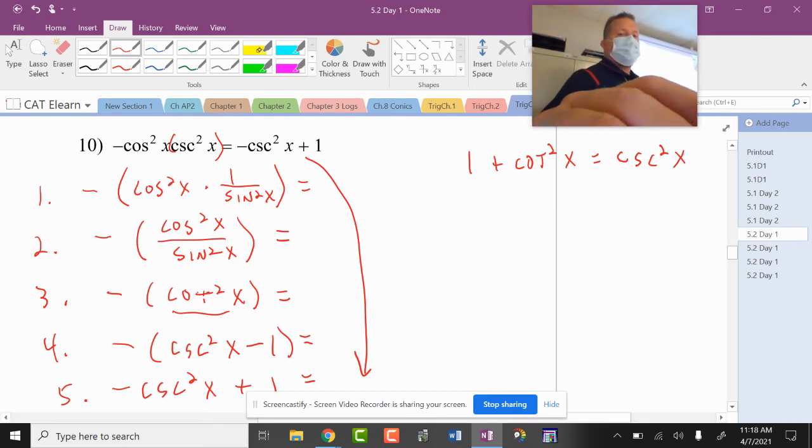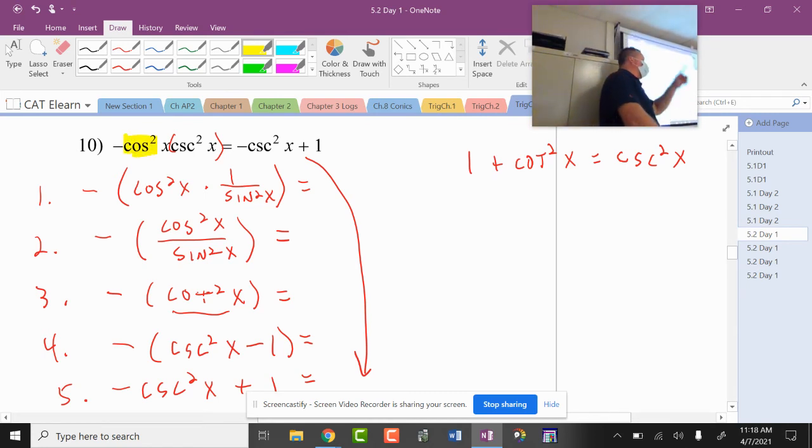I'll tell you what I did in the first 2 periods yesterday. I actually changed this to 1 minus sine squared. And then I distributed a cosecant squared. Actually, I got done in 2 steps, if you can think about that. When I changed this to 1 minus 1 minus sine squared and distributed, I ended up getting parentheses negative cosecant squared minus 1, and then I distributed the negative.